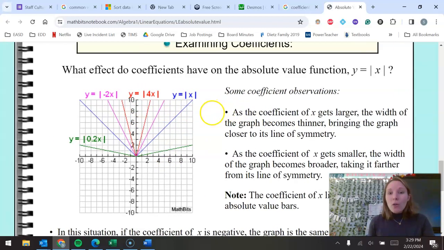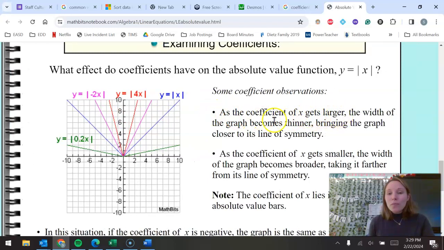Now, as the coefficient gets larger, the width becomes thinner, so it gets closer to your y-axis, okay, closer to that line of symmetry. As the coefficient gets smaller, so if you're seeing more of a fraction or a decimal in there, it's going to stretch. So it's going to get closer to your x-axis instead. And if you note here, if there's a negative or a positive, it doesn't matter. We're simply looking at just the actual digits, how that's affecting your graph.